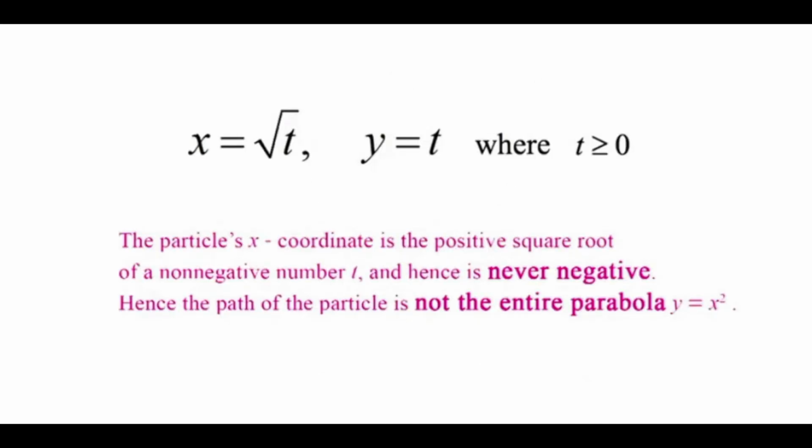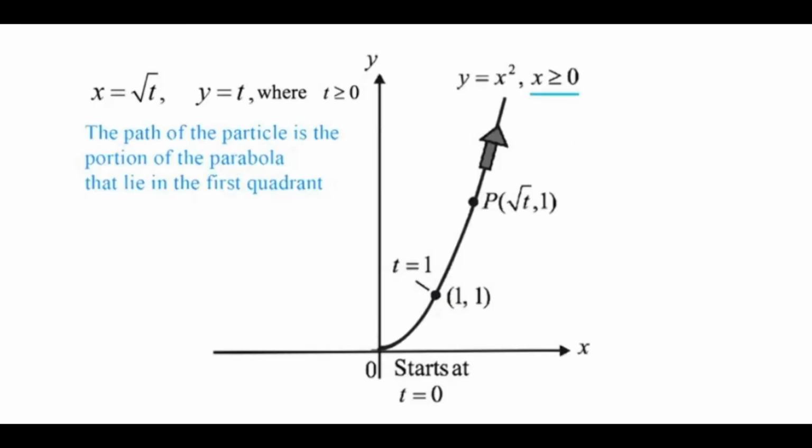But from the parametric equations x = square root of t and y = t, it follows that the particle's x coordinate is the positive square root of a non-negative number t, and hence is never negative. Hence, the path of the particle is not the entire parabola y = x square. The path of the particle is the portion of the parabola that lies in the first quadrant.